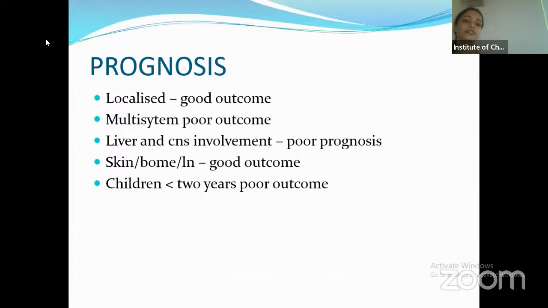Prognosis: when it is a localized lesion and when skin, bone, or lymph nodes are involved, it has a good outcome. Whereas when it is multi-system, or there is liver and CNS involvement, or in children less than 2 years of age, it has a very poor outcome.